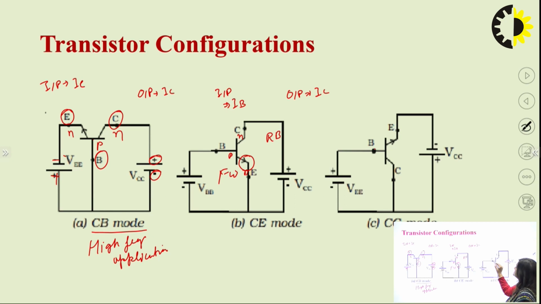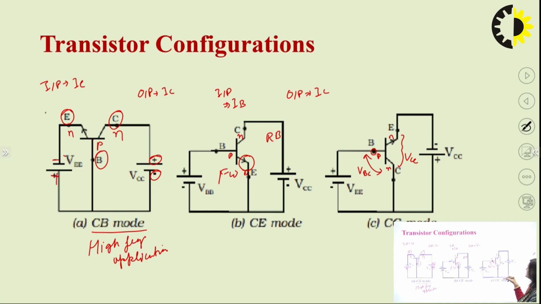So this is the base, this is collector, and this is the emitter. So here collector is common between the input side and output side. So this part we can see, this is the NPN transistor, and P is connected with the positive terminal, and N is connected with the negative terminal. This is the VBC, and here we can see this is the VCE.